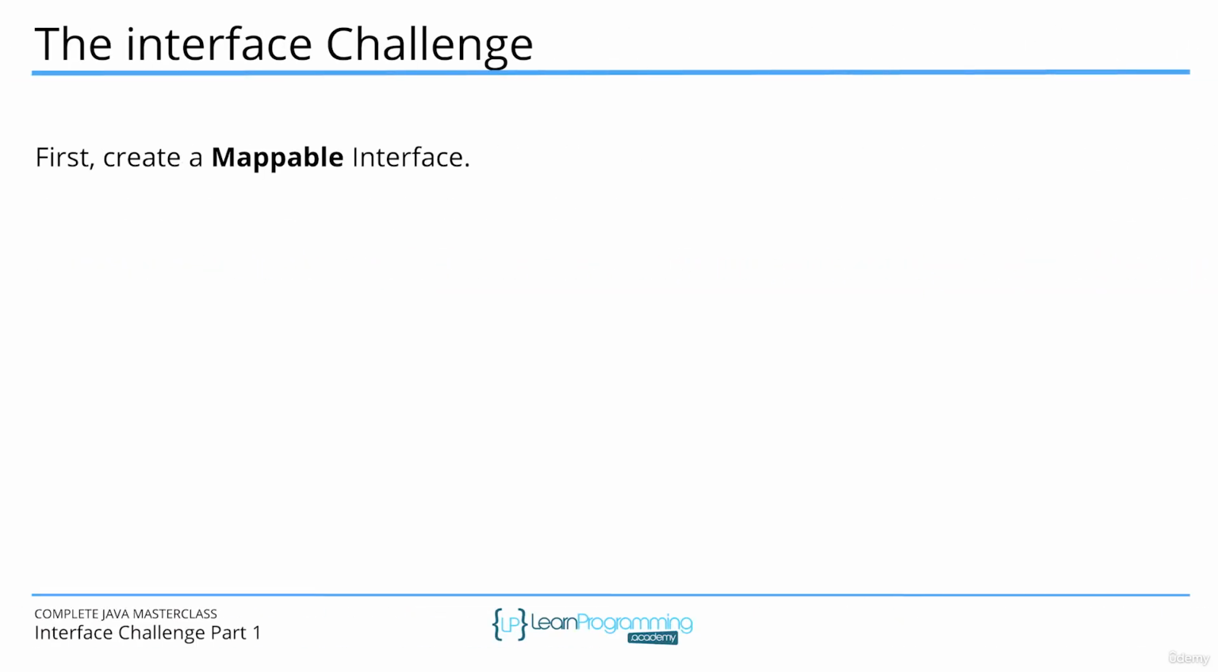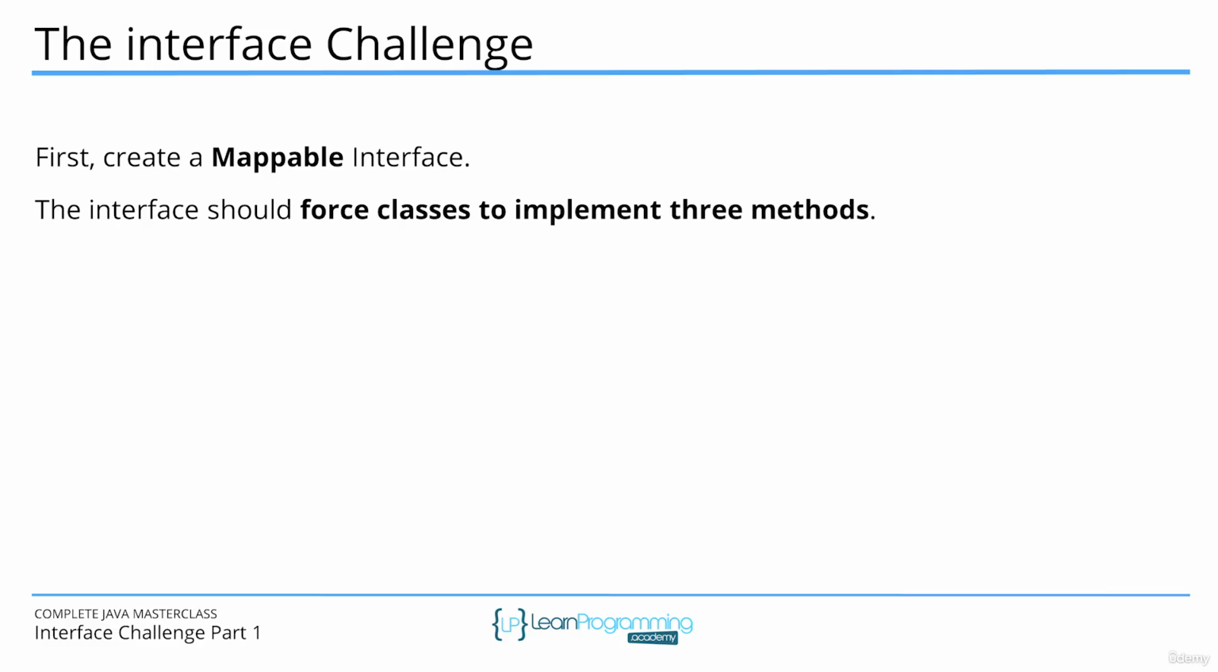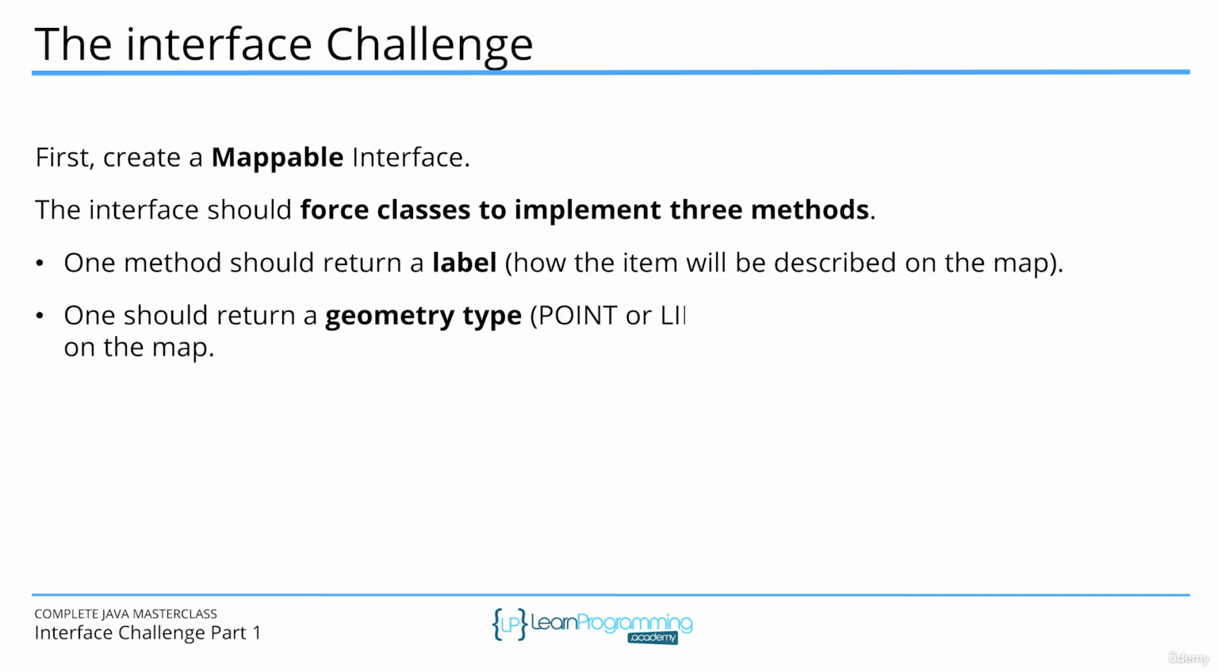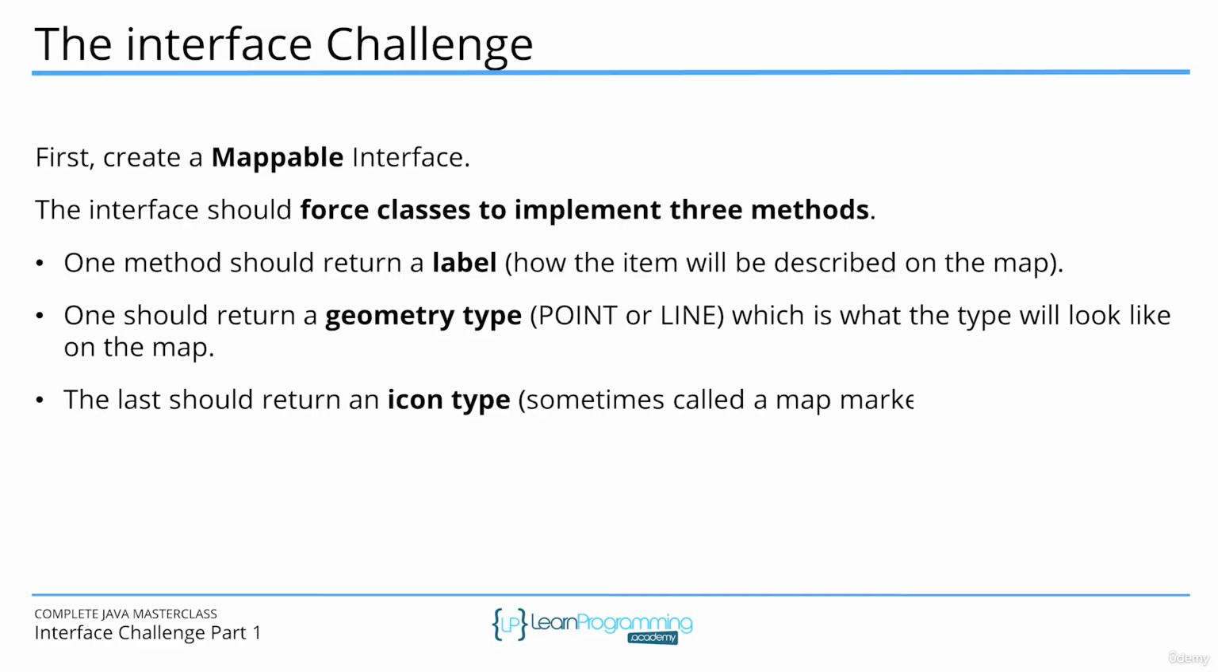Your challenge is to first create a mappable interface. The interface should force classes to implement three methods. One method should return a label, how the item will be described on the map. One should return a geometry type, point or line, which is what the type will look like on the map. The last should return an icon type, sometimes called a map marker. This could be a black pushpin for a point of interest, or a red solid line for a highway, for example.